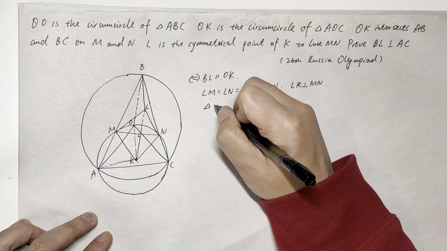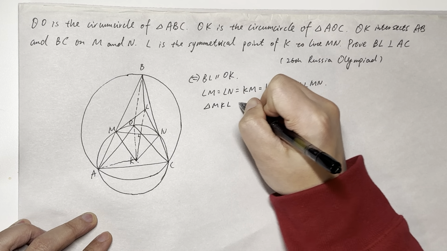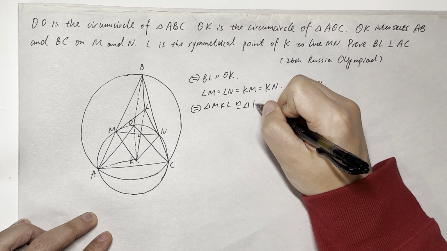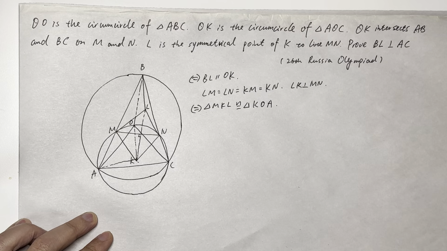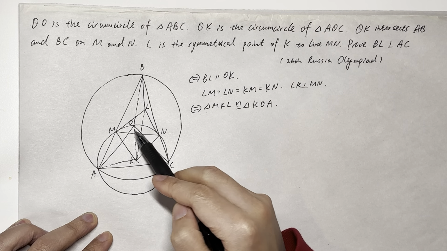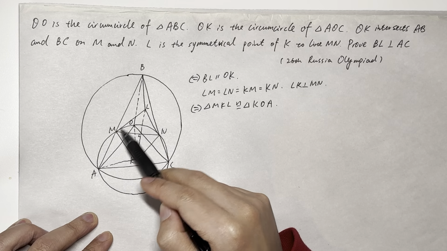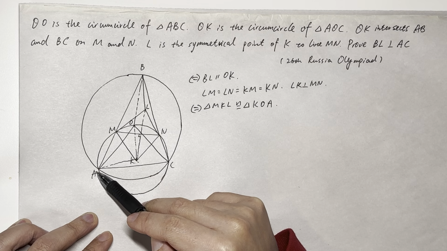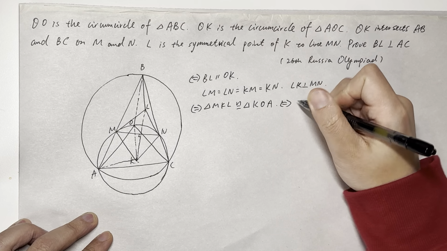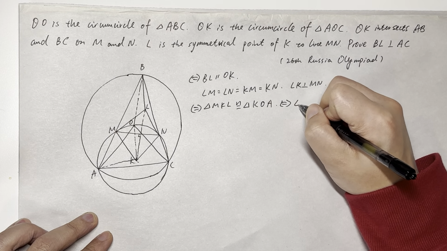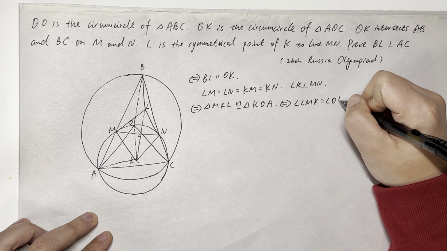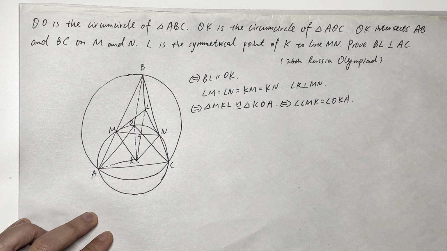So we actually want to prove that triangle MKL is congruent to triangle KOA, right? MKL and KOA, because we already know that ML equals MK equals KO equals KA, right? So we just need to prove that angle LMK equals angle OKA. Right.